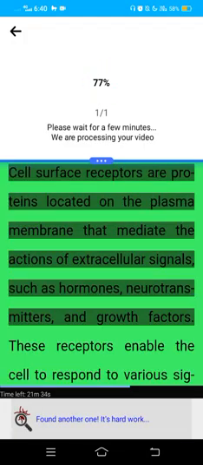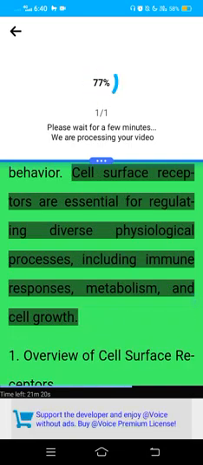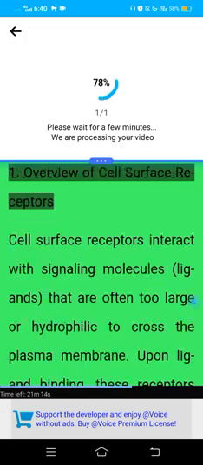Cell surface receptors are proteins located on the plasma membrane that mediate the actions of extracellular signals, such as hormones, neurotransmitters, and growth factors. These receptors enable the cell to respond to various signals from its environment, triggering a cascade of intracellular events that modify the cell's behavior. Cell surface receptors are essential for regulating diverse physiological processes, including immune responses, metabolism, and cell growth.